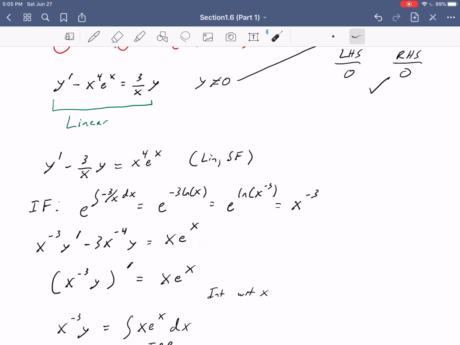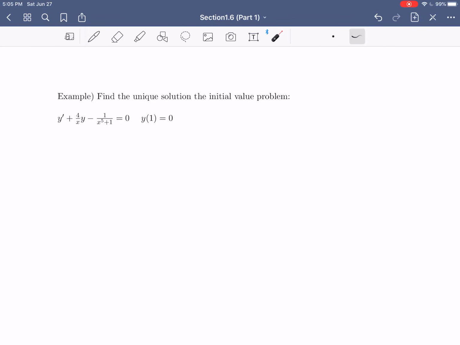All right, let's take a look at another example here. So we're going to try to find the unique solution to this IVP. So again, we have a differential equation, but now we also have an initial condition. We also are getting this piece of information that we know it has a unique solution. So the problem is telling us there's only one solution. We just got to find it.